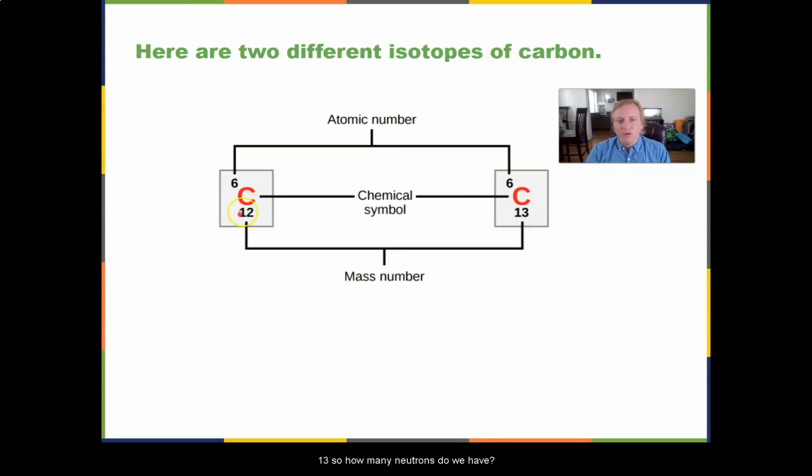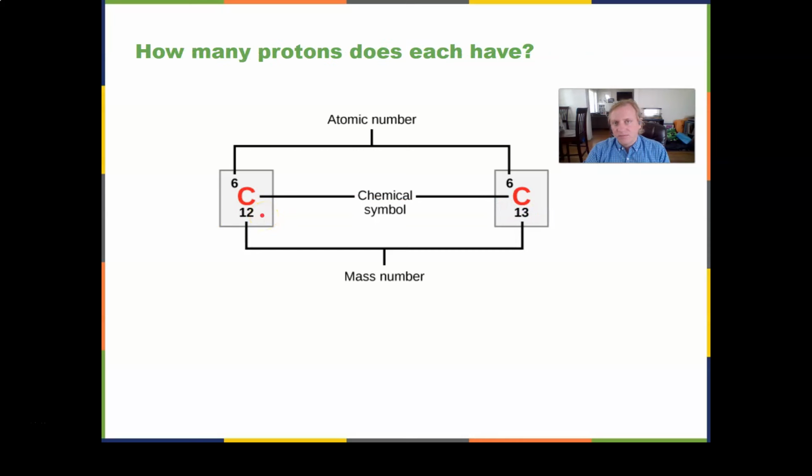So how many protons do we have on this left carbon? Well, we have 6, right? Because it's an atom of carbon. How many protons do we have on this right carbon? This might be starting to sound redundant, but it has 6. Because it is an atom of carbon, and that is the definition of carbon, that it has 6 protons. So we know that it has 6 by definition.